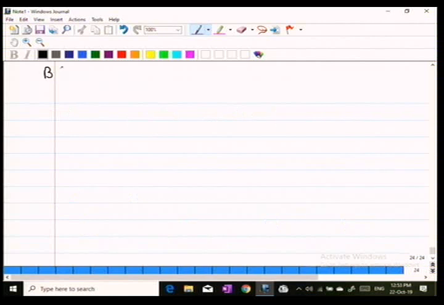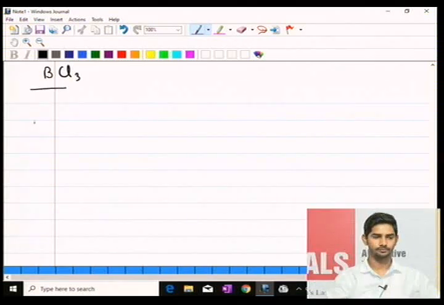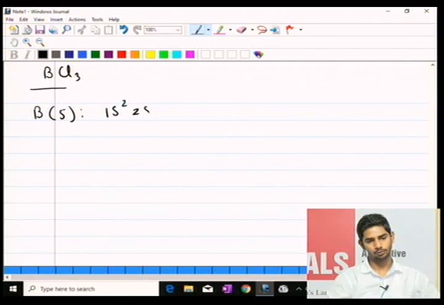Let's talk about the BeCl3. I'll start with the boron, which is 5. Just look at the screen. 1s2, 2s2, 2p1. This is the ground state configuration.